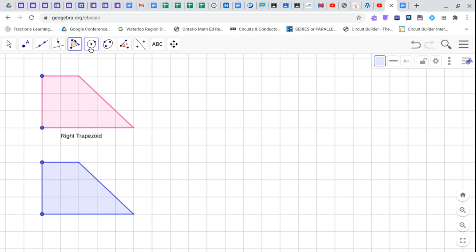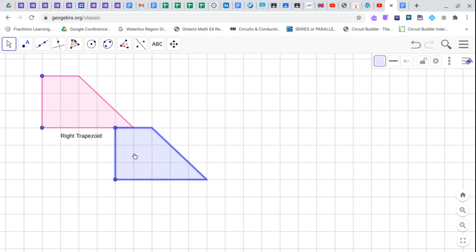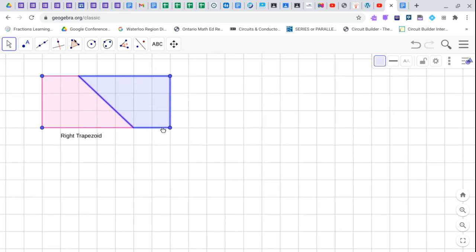All right, so like we've been doing, I'm going to take this trapezoid and rotate it, kind of like so. Let's get it perfect. And I'm going to slide it over here. And I think you know what's going to happen. Of course, two trapezoids that are congruent or identical combine to make a rectangle. Oh, that's a shocker.